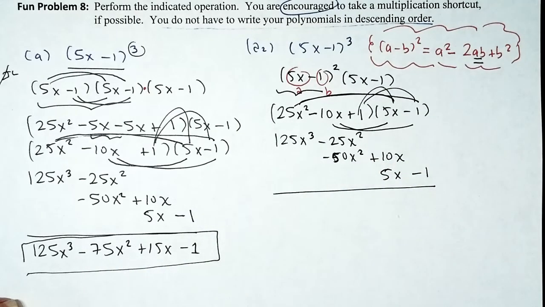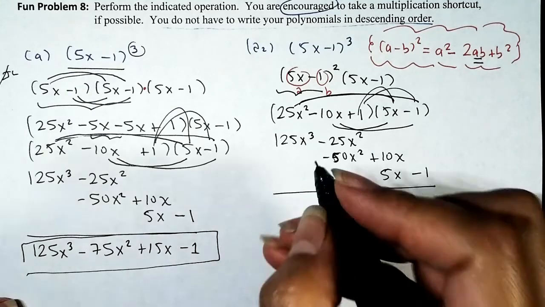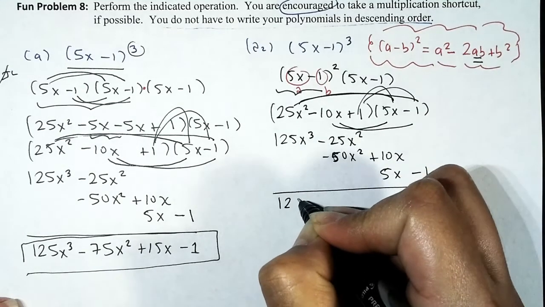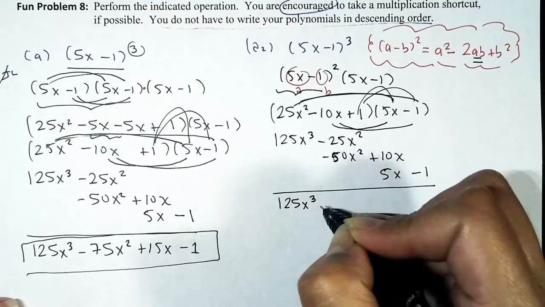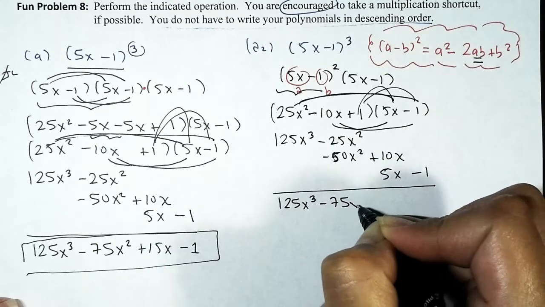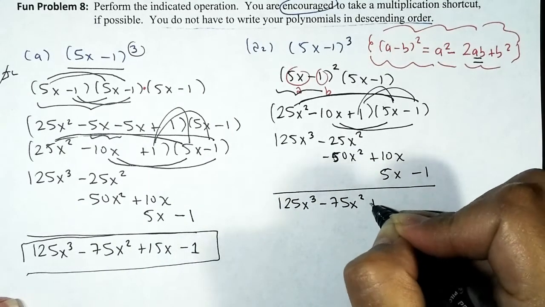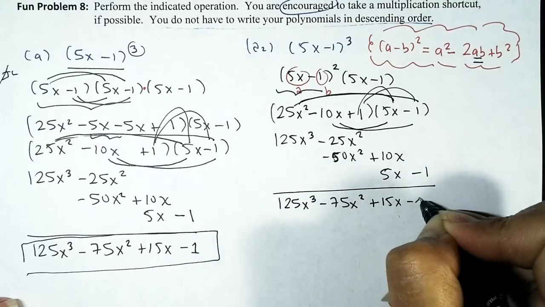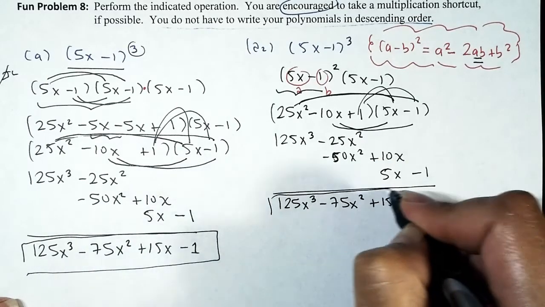If it's the same problem, no matter how we do it, we should get the same exact answer. Let's combine like terms. We only have one degree 3 term. The sum of the squares will give us a negative 75x squared. The sum of the x's will give us 15x, and we only have one constant term.